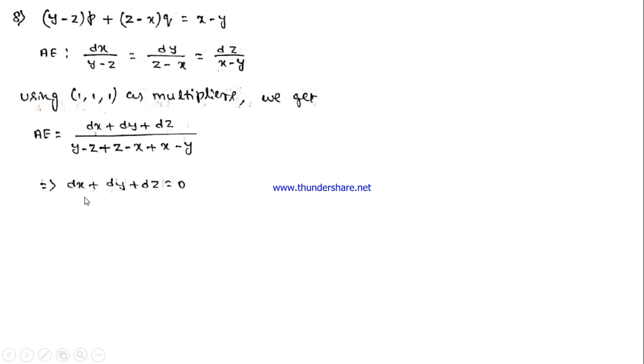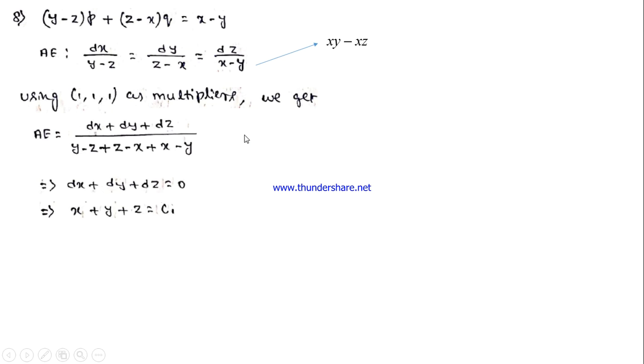Is it in the integrable form? Yes. This is 1 dx, 1 dy, 1 dz. Integration of 1 dx is what? x. Integration of 1 dy is y. Integration of 1 dz is z. That is equal to a constant. So this is my first solution.